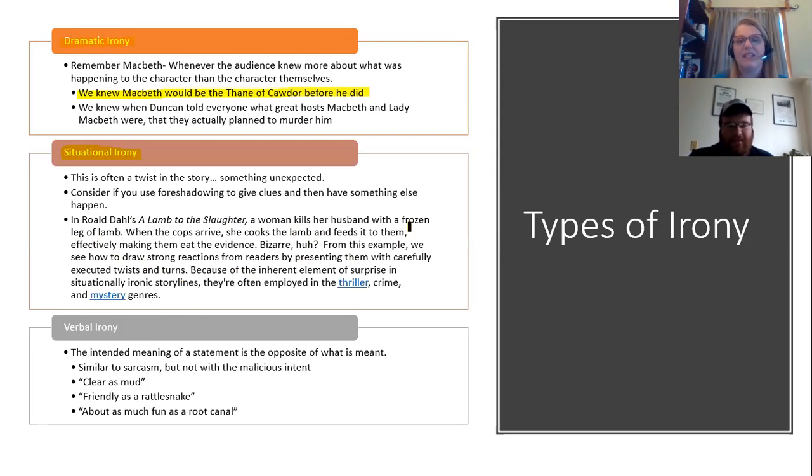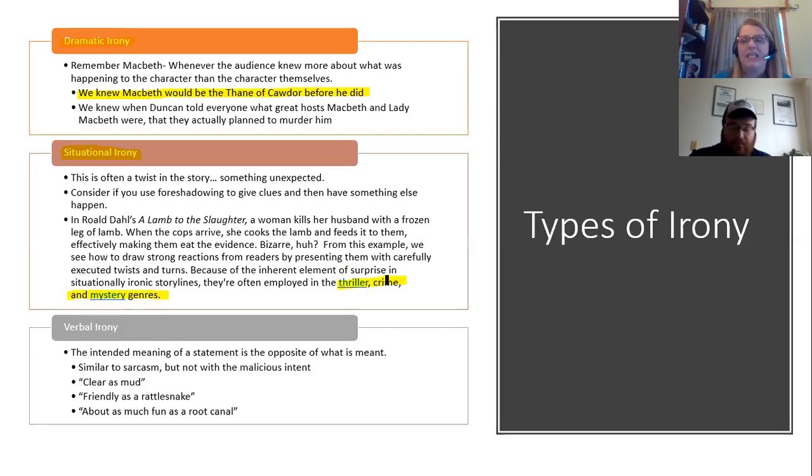and turns. Because of the inherent element of surprise in situationally ironic storylines, they're often employed in thriller, crime, and mystery genres. So if you are doing one of these, this is the perfect type of irony for you to add to your story. If you're doing anything that's a thriller or a crime piece or a mystery, or anytime you really want to shock people. So that's situational irony. And the last one is verbal irony.